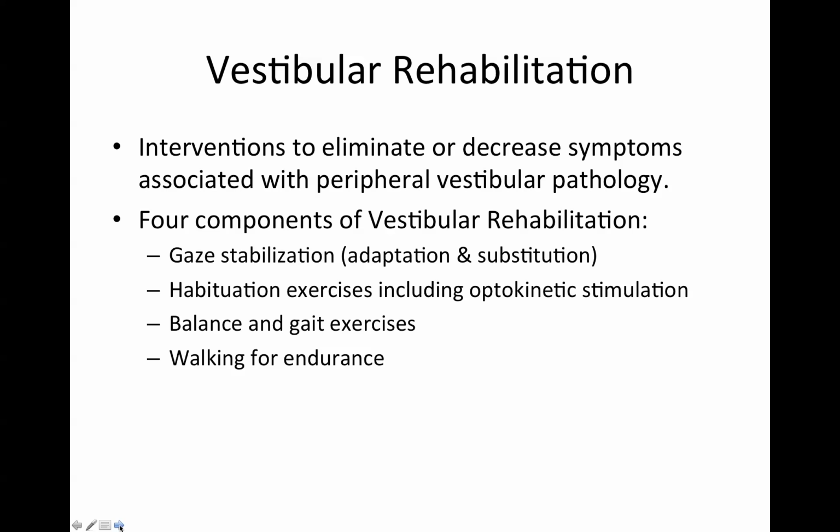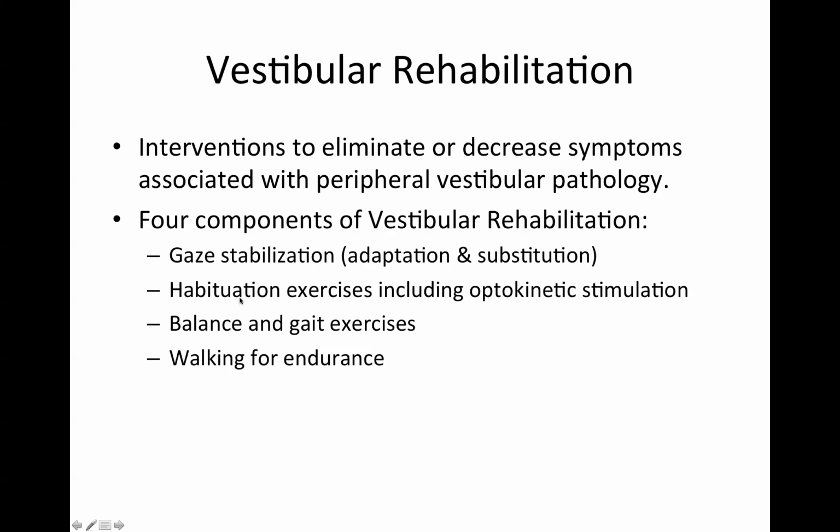So vestibular rehabilitation is interventions that will eliminate or decrease the symptoms, okay, that are associated with peripheral vestibular pathology. There are 4 components of this. One is gaze stabilization. So this is all with the ability to stabilize your eyes when you're in motion. That will occur both through adaptation and or substitution, depending on the type of situation or problem. We're going to get more into explaining this.